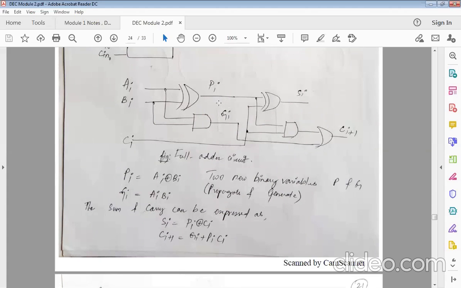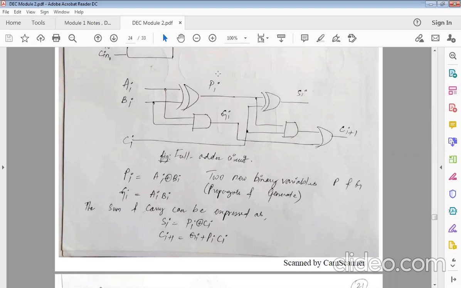One thing you should understand is that Gi will be high only when A and B are high, because this is an AND gate. In an AND gate, if one of the inputs is low, then the total output is going to be low. So A and B should both be high for my Gi to be 1, or logic high.